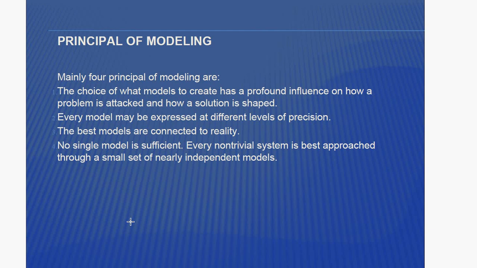The fourth principle is that no single model is sufficient. Every non-trivial system is best approached through a small set of nearly independent models. Here, the fourth principle mentions that a single diagram is not going to be sufficient. A group of diagrams is sufficient content for any system. And the best approach for tackling any problem is the small diagrams that we draw for it.